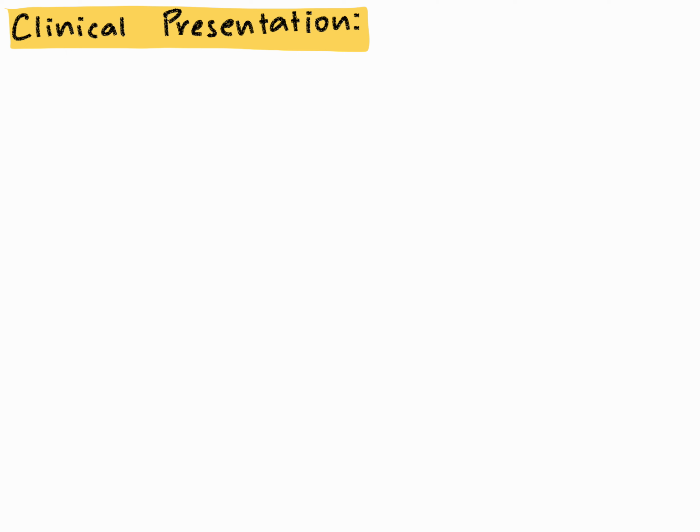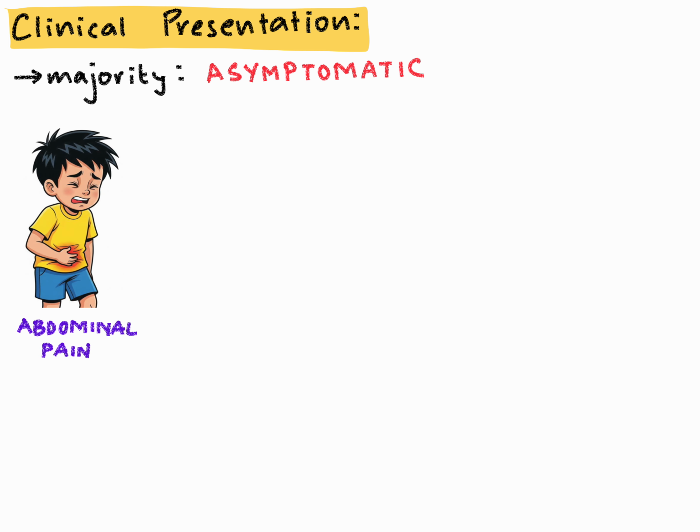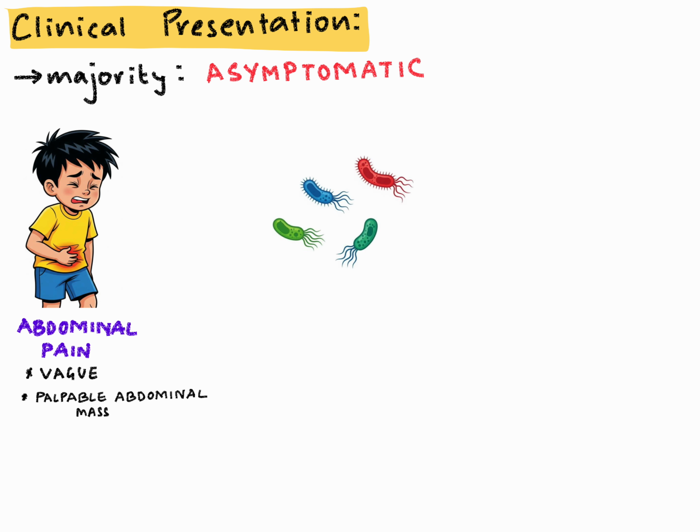So, how does an ectopic kidney present clinically? The majority of individuals are actually asymptomatic throughout their lives. When symptoms do occur, they are often nonspecific and can mimic other conditions. These may include abdominal pain. This can be vague or present as a palpable abdominal mass. Urinary tract infections, UTIs. Due to altered anatomy and potentially impaired drainage, patients with ectopic kidneys are more susceptible to recurrent UTIs.